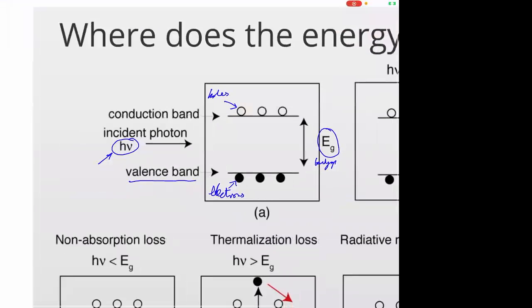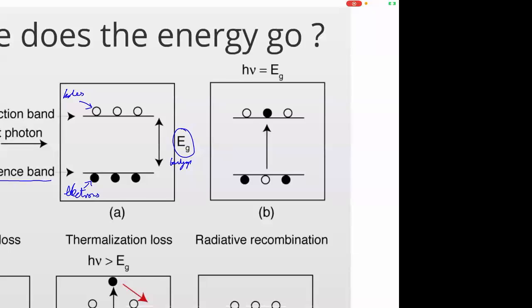So let's look at the possibilities. First, let's imagine the condition where the h nu is exactly equal to the band gap. This is the ideal situation. The photon has just enough energy to kick an electron from the valence band into the conduction band. So the photon essentially disappears, it annihilates, and its energy gets transferred to the electron, which now gets increased in energy into the conduction band. Increase in its potential energy. Just keep that in mind.